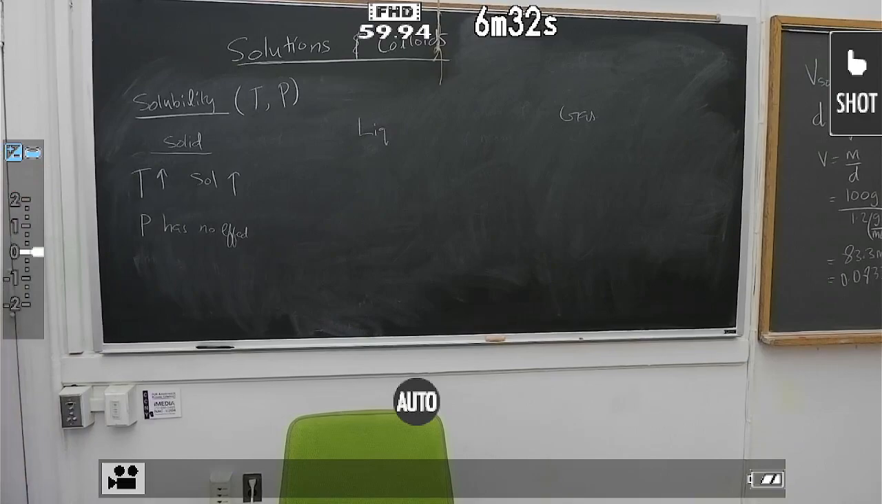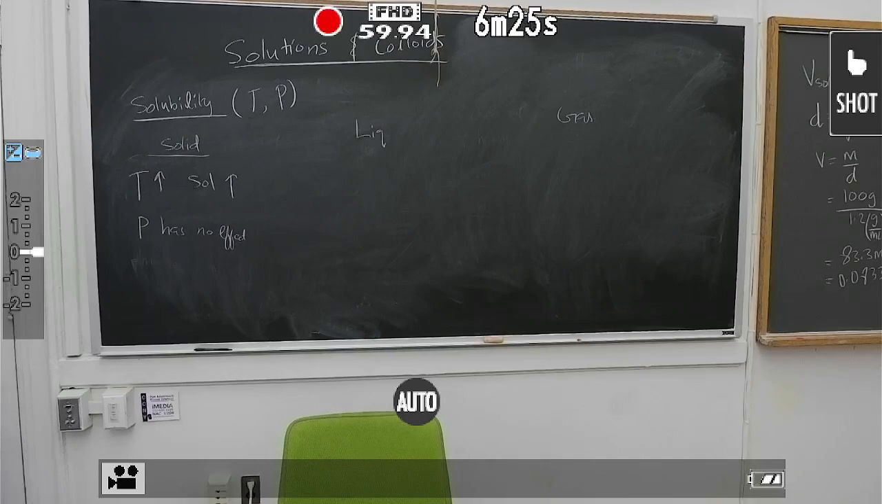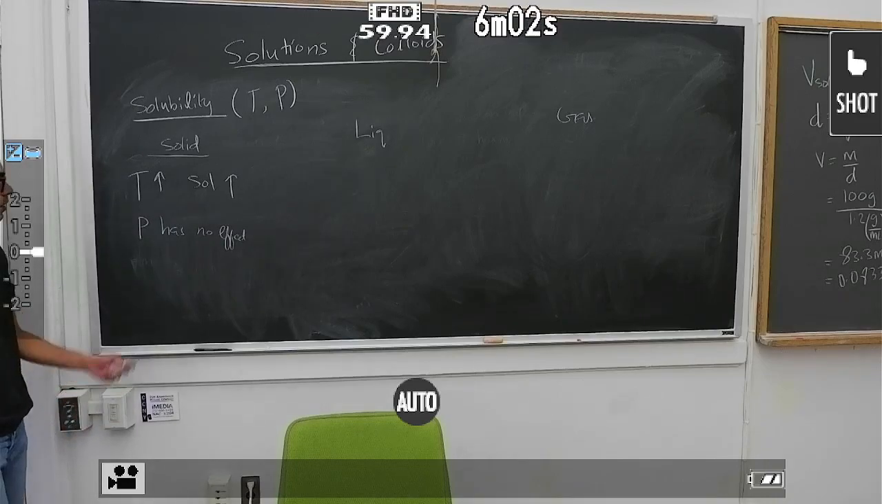Because the two components involved here are solid and liquid, and both of them don't really change volume when under pressure, right? So the effect is negligible at best. Nothing happens to solids when you apply different amounts of pressure. Nothing happens to liquids when you apply different amounts of pressure, roughly speaking. I mean, they do squish a little bit, but not too much. So pressure has no effect for all practical purposes.